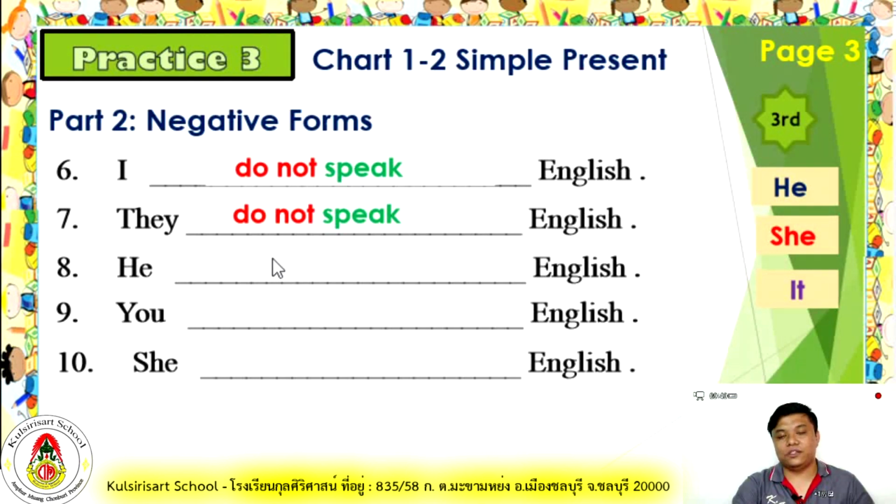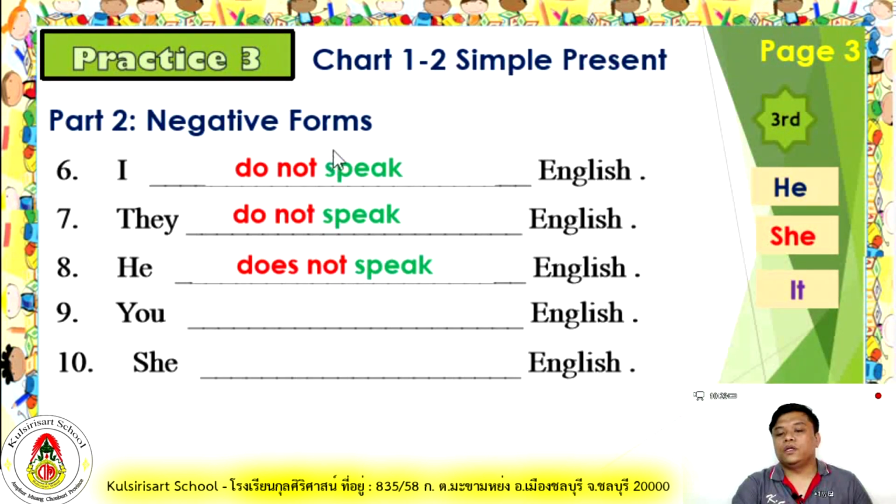Instead of using the word do not, if it's third person singular, you will use does not if it's in negative form. Okay? Instead of adding s in our verb, you will put es on the word do. So instead of saying do not, you will say does not. He what? He does not speak English.